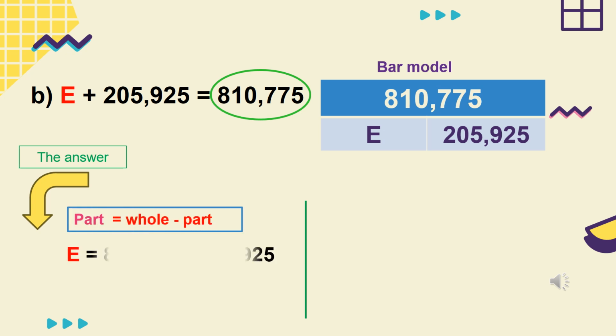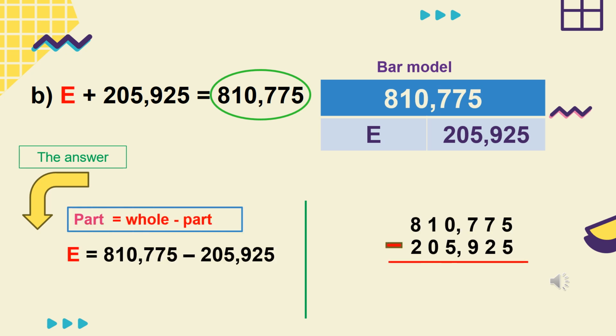So now it's easy to find the value of E by using our rule. Part equals whole minus part. So let's make 810,775 minus 205,925. Start from ones. 5 minus 5 equals 0. 7 minus 2 equals 5. 7 minus 9 we can't. We go to the next door. It's 0. We can't. We go to the next door, which is 1.